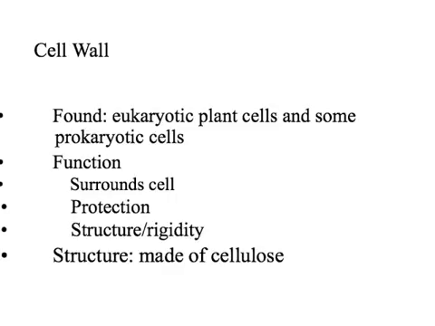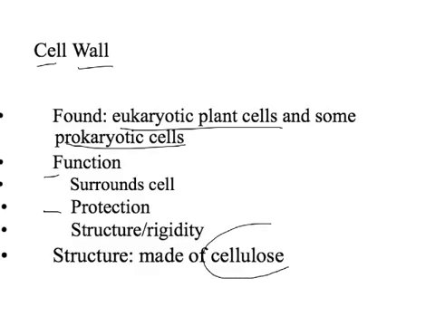Okay, and then finally the last organelle that's unique to plant cells, or at least animals do not have it, is the cell wall. This is found in eukaryotic plants, so not animals, and also some prokaryotes, so some bacteria. It helps to surround the cell, it protects the cell, and it also gives the cell structure and rigidity. And we already know from last unit that the main component that makes up the cell wall is cellulose, that structural polysaccharide.